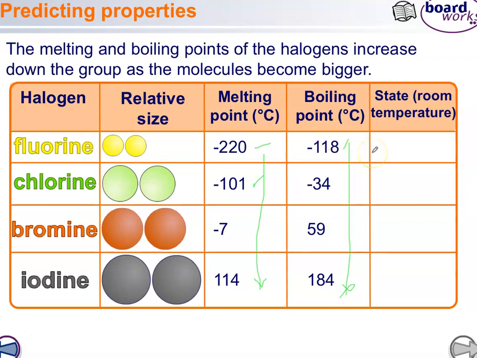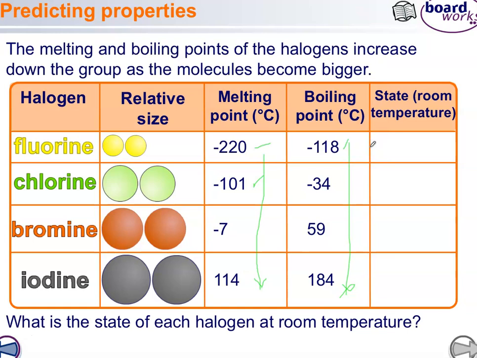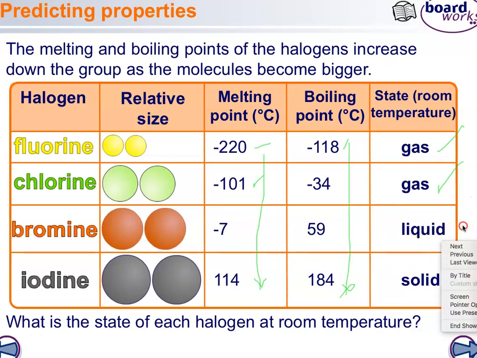Okay, so you realize that because of their melting and boiling point, fluorine and chlorine are gas at room temperature, bromine is liquid at room temperature, and iodine is solid at room temperature. Okay, pay attention to that. Fluorine is gas at room temperature, chlorine is gas, bromine is liquid, and iodine is solid at room temperature.